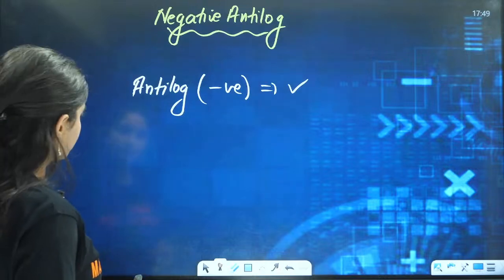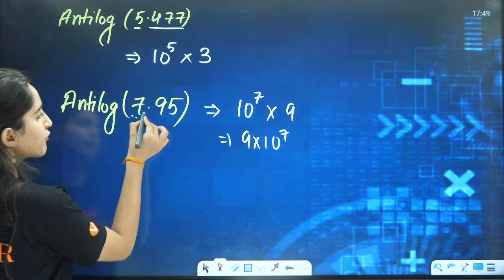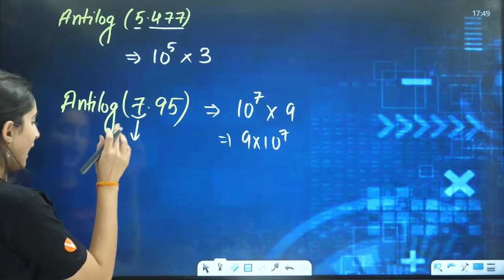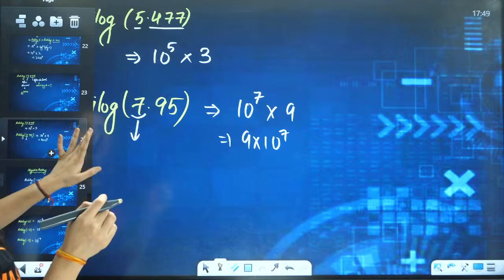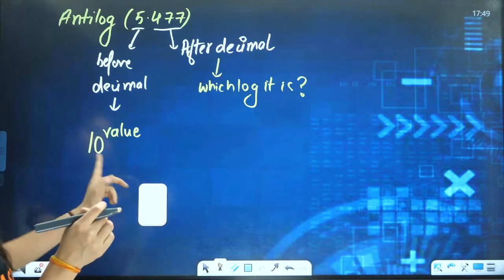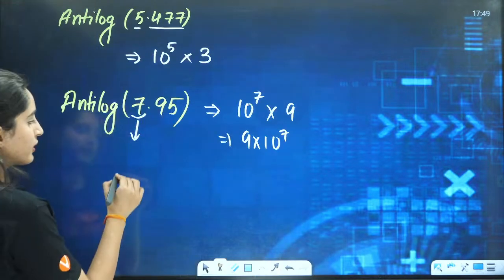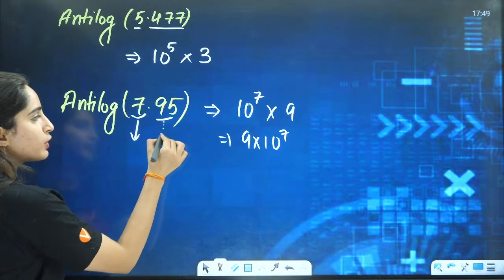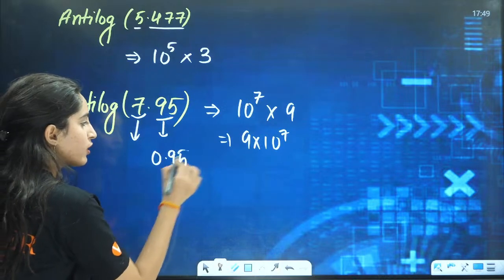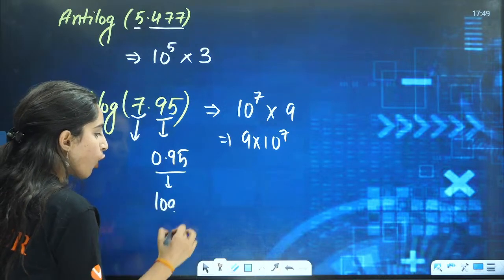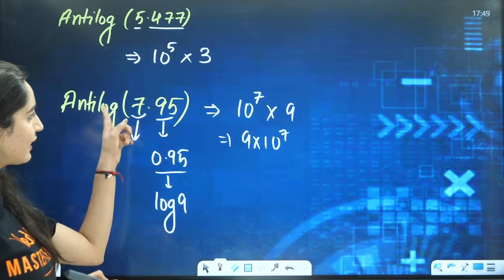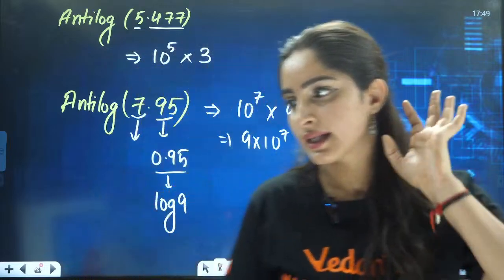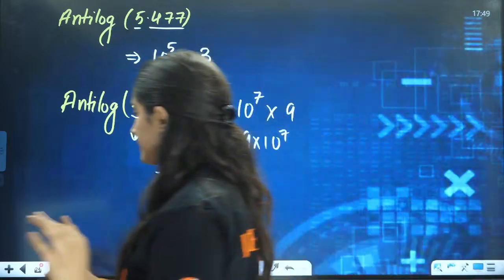Okay, before the decimal you have 7. As I told you the trick here, before the decimal it is 10 raised to power that value. So it is 10 raised to power 7. And after the decimal you have 0.95. 0.95 is the log of 9. Log and antilog will cancel each other. That's why I have directly written 9 here.